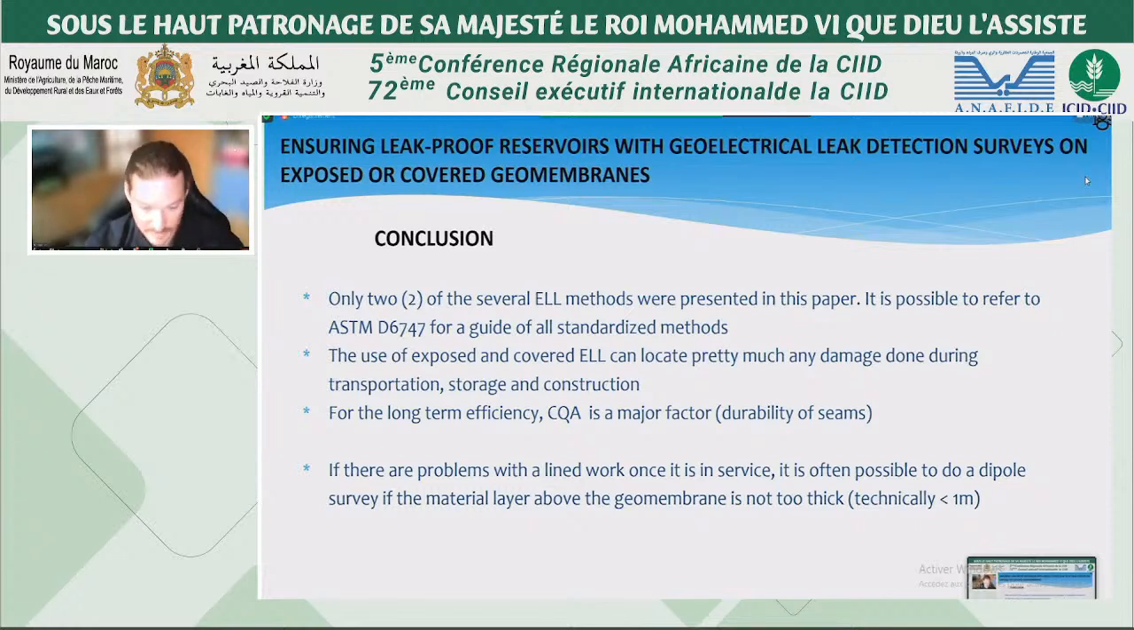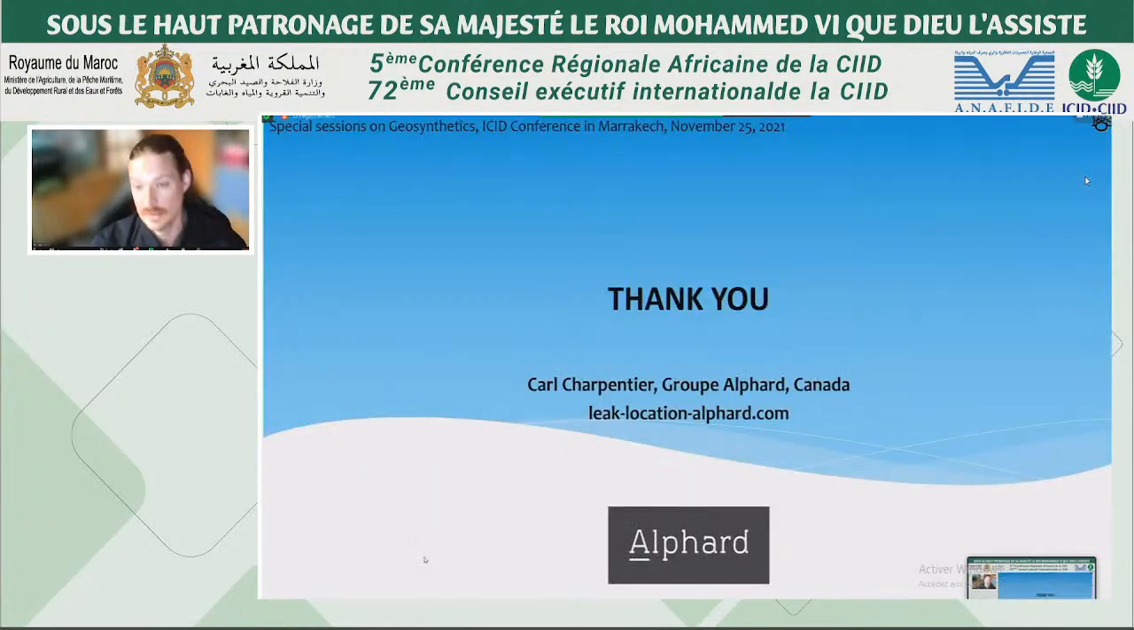And for the long term, CQA is really important because the leak location is going to tell you if your pond is leaking right now, but it won't tell you if it's strong and it's going to last long in time. And finally, it's really easier to do leak location at construction because it's all brand new and clean. But pretty often we can go on a site that's been in operation, not a landfill because there's going to be meters of waste above, but we can go on site and just adjust the site a little bit and do a survey and find problems, repair them, and keep the pond running. And that's it for me.